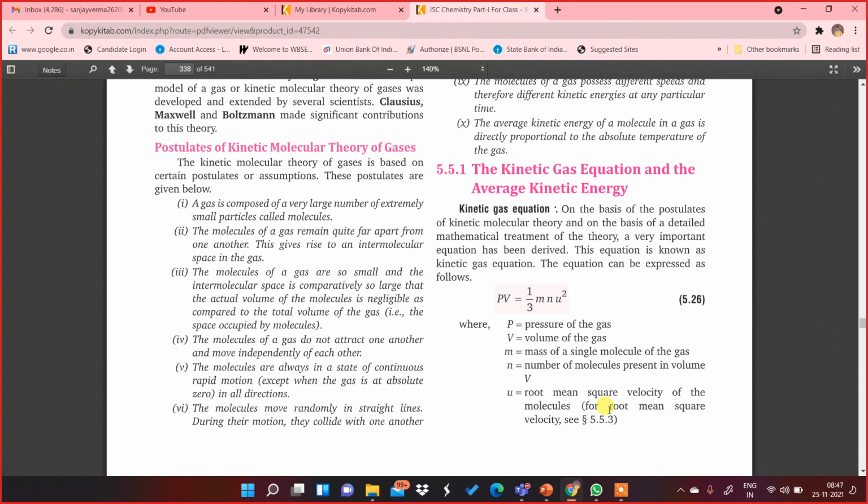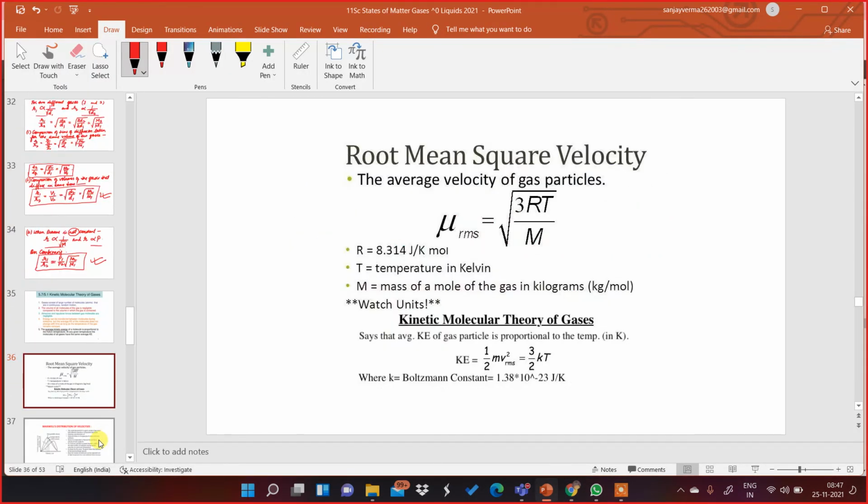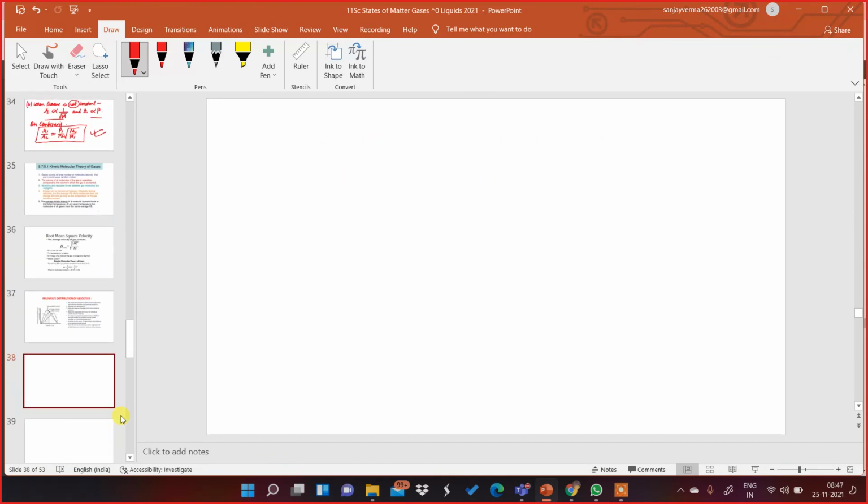Now, what is the meaning of root mean square velocity? It means the square root of the mean of the squares. Let me explain this on the slide over here, the root mean square on the next page. Just a minute. Let me explain this root mean square.